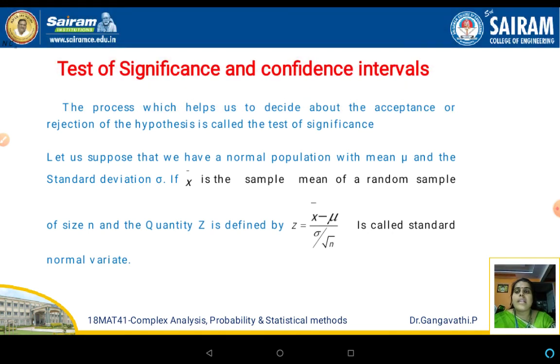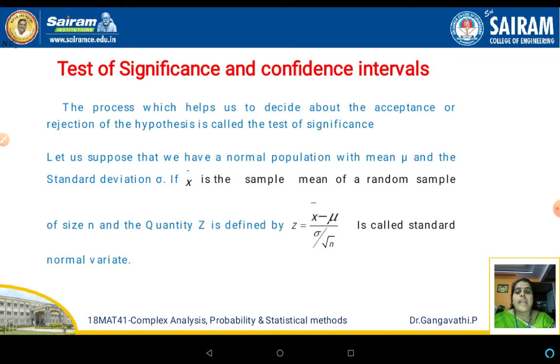So, the test of significance and confidence interval. The process which helps us to decide about the acceptance or rejection of the hypothesis is called the test of significance. Whenever we want to accept or reject a hypothesis, the hypothesis needs to undergo a test. That is called the test of significance.